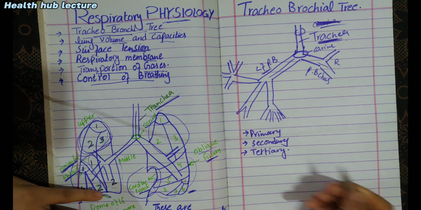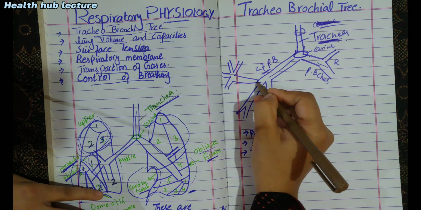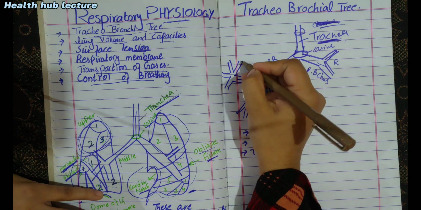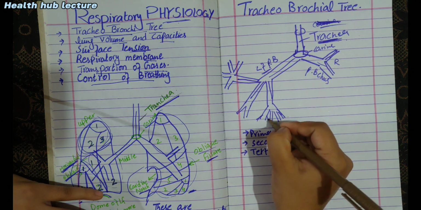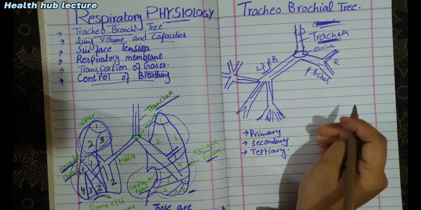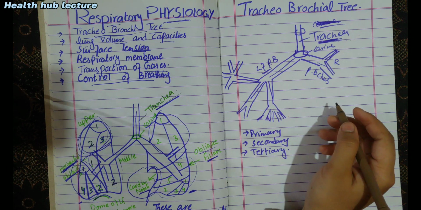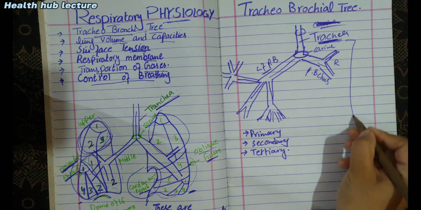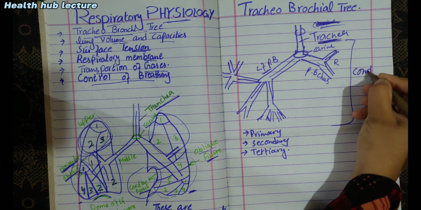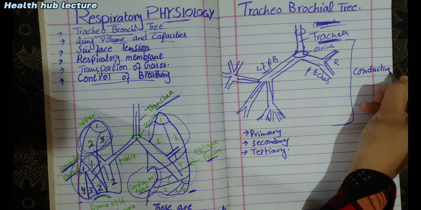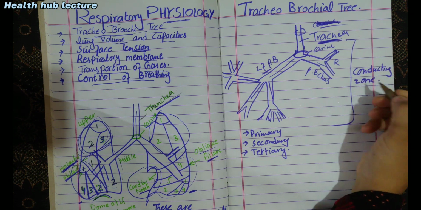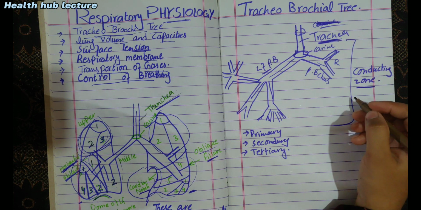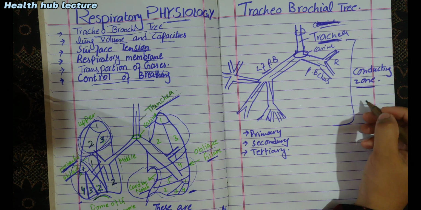Okay, this one is the primary and this one is secondary. This one is secondary branches, and the subdivisions are called the tertiary. Okay, now we can discuss this. These are the conducting zone. What is this? This is a conducting zone. And what is its meaning? It is a conducting zone and it conducts the air toward the respiratory acinus.